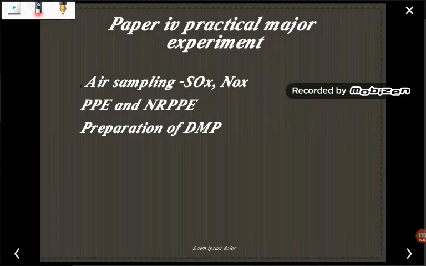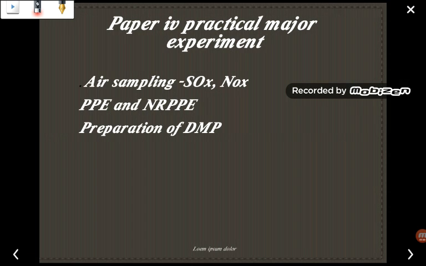First experiment, that is air sampling, that is SOx and NOx. This is the experiment which we already did in semester first, so we are not going to repeat it again. It is related to the sampling of SOx and NOx, trying to find out the amount of SOx and NOx present in the atmosphere, and the different permissible limits of SOx and NOx.